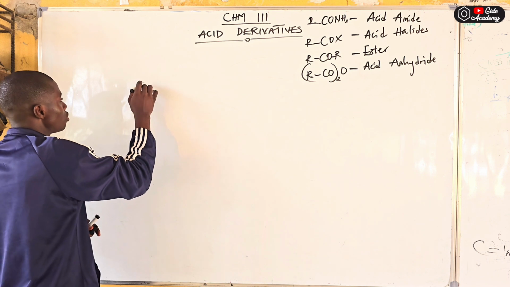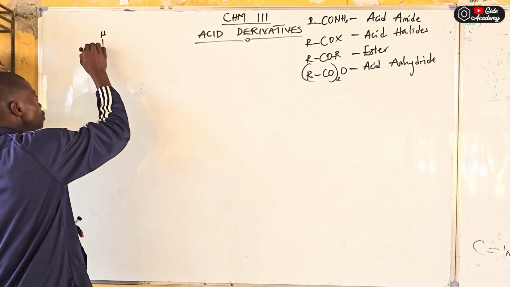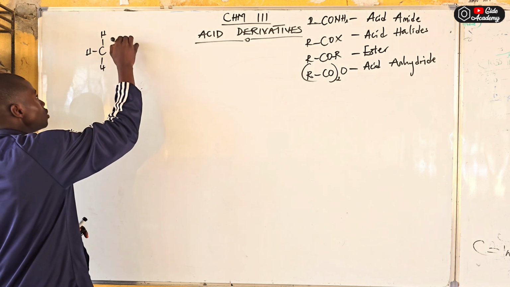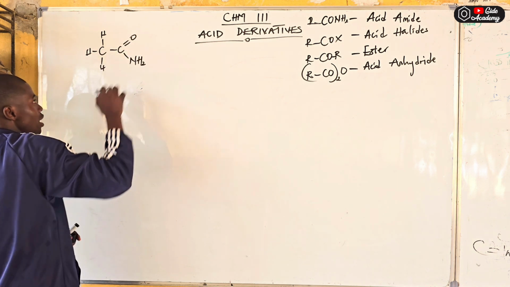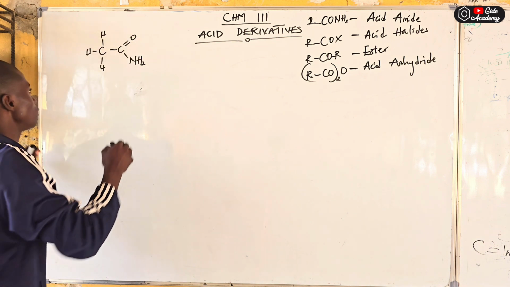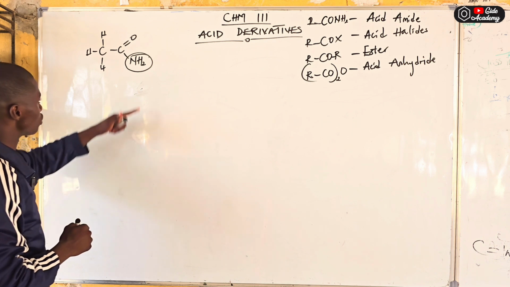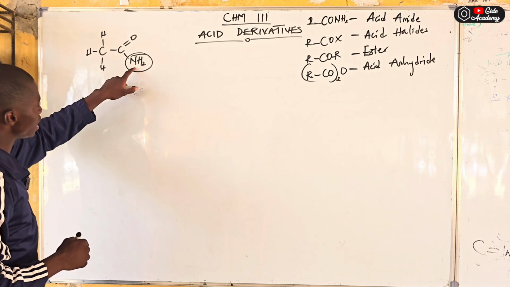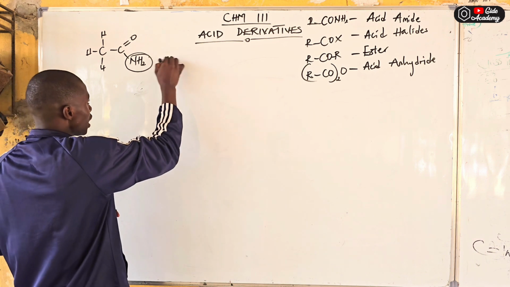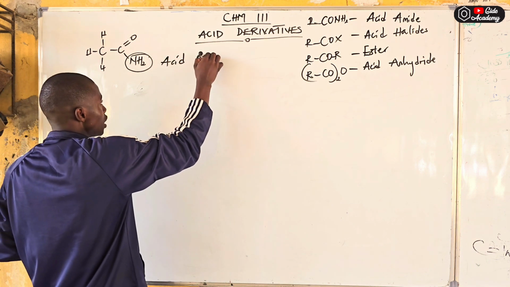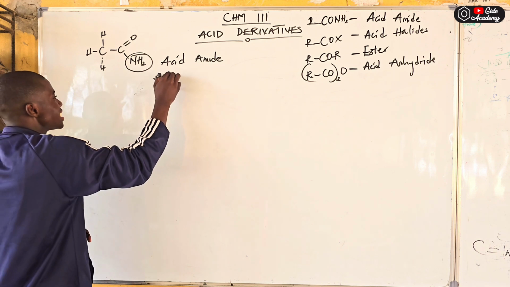If you have something like carbon, hydrogen, carbon, oxygen, nitrogen, and hydrogen. Now, if you look at this structure, the OH in the carboxylic acid is being replaced by amine. As long as it's being replaced by amine, we refer to this as an acid derivative, which is an acid amide. And how many carbon atoms do you have? There is 2. So it's called ethanamide.